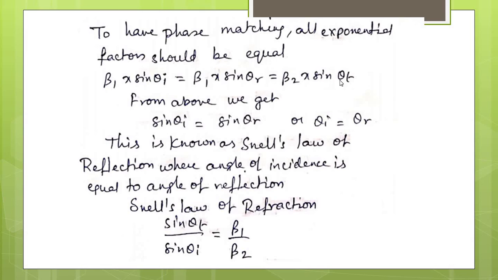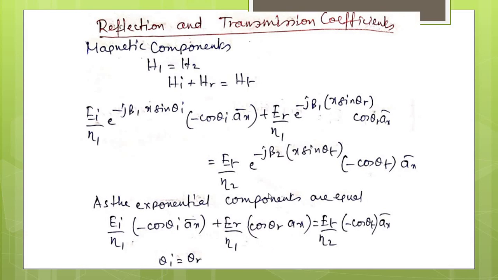Now if you equate the second and third terms, we get Snell's law of refraction. We can equate second and third or the first and third. Here I have done the first and the third. Sin theta t by sin theta I is equal to beta 1 by beta 2. This is Snell's law of refraction. Next we need to do the reflection and transmission coefficients.